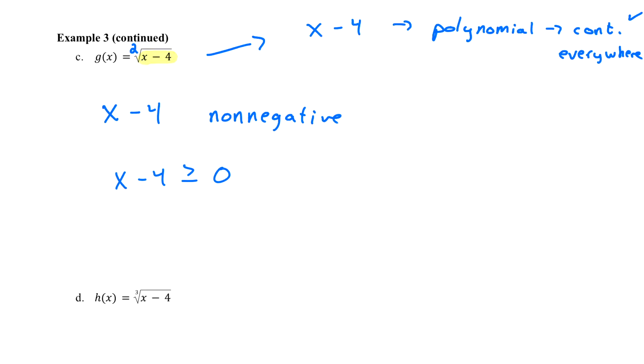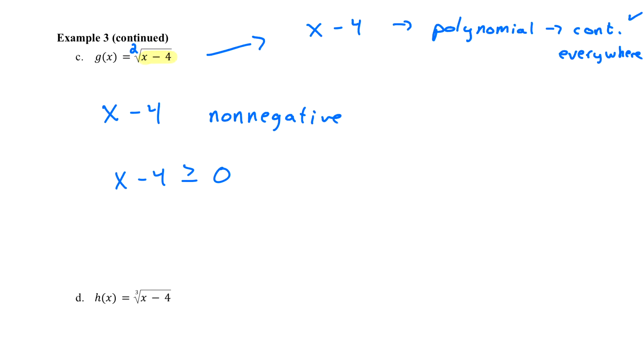So what I'm doing is I'm taking this inside part of my function, just the inside part. It doesn't really matter what's happening outside of this function right now. I'm taking the inside part of that radical, and I'm saying that inside part has to be greater than or equal to 0. And then I'm just going to solve this inequality.